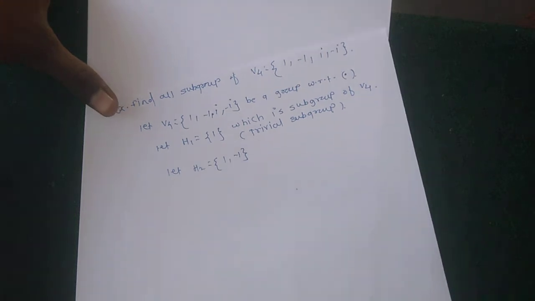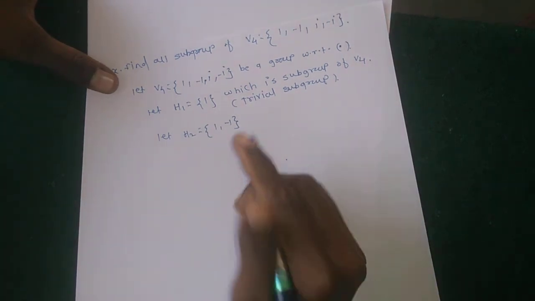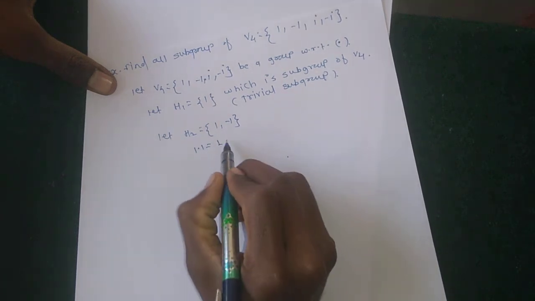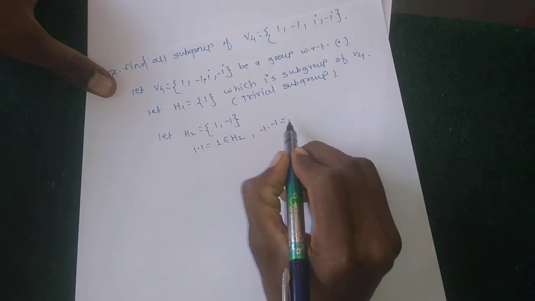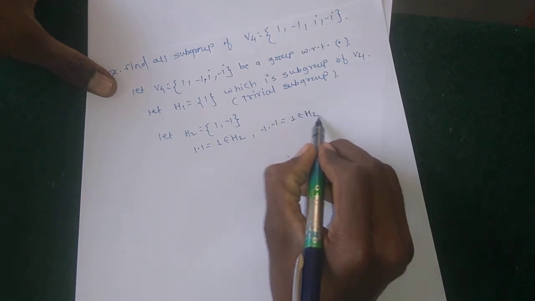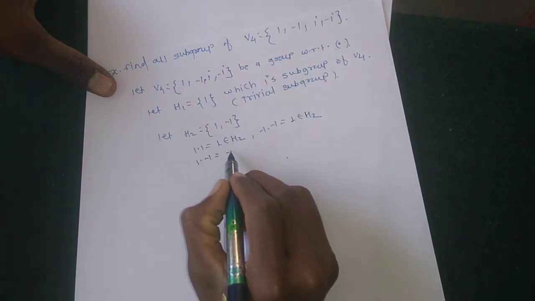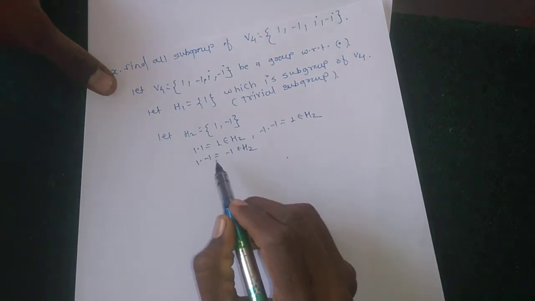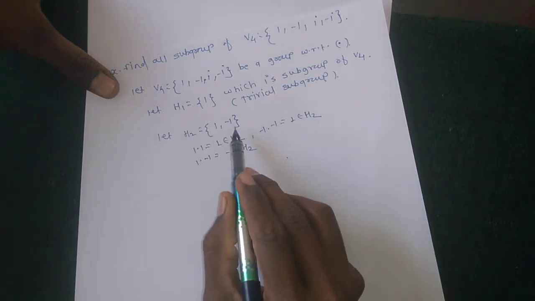Is this a subgroup or not? How do we prove whether it is a subgroup? By using the theorem. Here 1 times 1 equals 1, which belongs to H2. Again, -1 times -1 equals 1, which also belongs to H2. Again, 1 times -1 equals -1, which also belongs to H2, and -1 times 1 is -1, which also belongs to H2. So H2 is closed under multiplication.